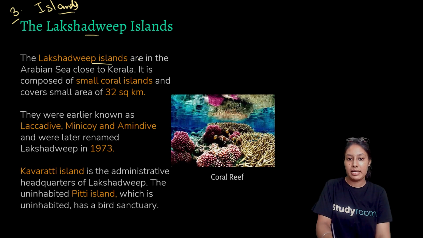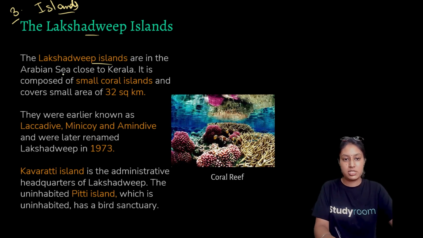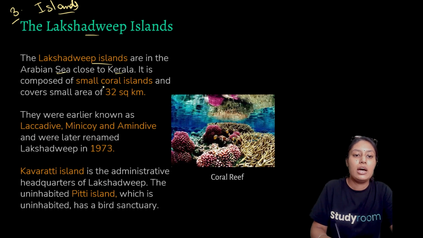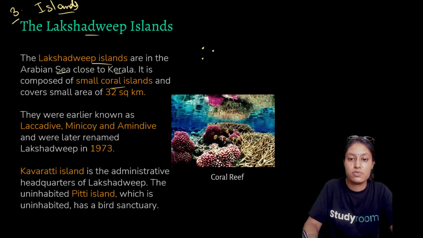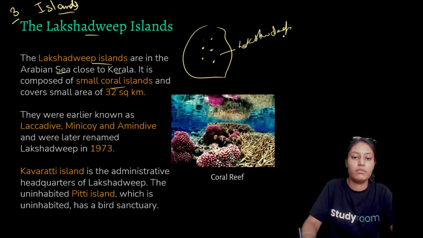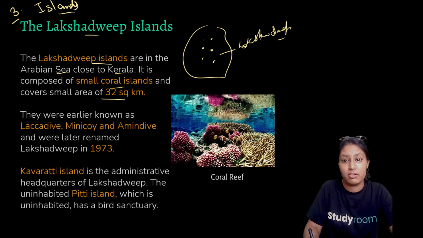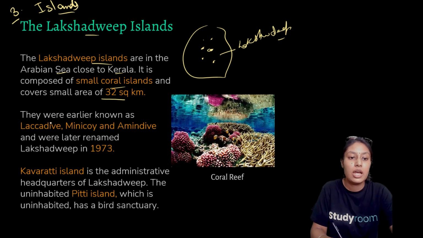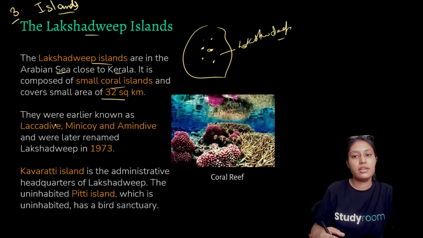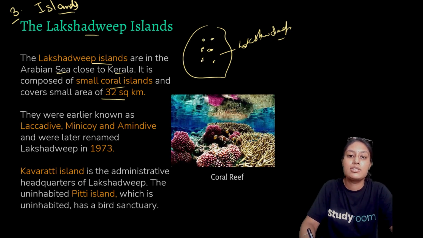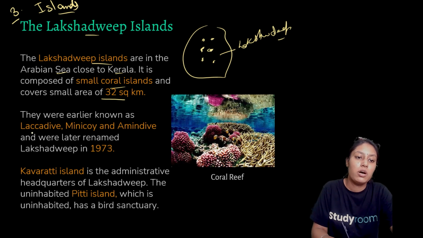First, we have Lakshadweep Island. It's in the Arabian Sea and it is close to Kerala. It is composed of small coral islands. It has lots of small islands, and these all make up Lakshadweep, which covers a small area of 32 square kilometers. Earlier they were known by different names, so all these islands have different names.